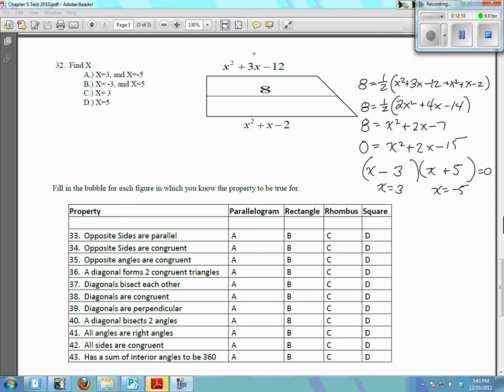Checking my answers. If I try 3, I'll get 9 plus 9 minus 12. I'll get 9 plus 3 minus 2. Both those give me legal values, so I know 3 for sure works. If I try negative 5, I'll have 25 here, minus 15 minus 12. Well, that's a total of 25 minus 27, which gives me negative 2 for a distance. I can't have negative 2 for distance, so that answer does not work. My only option would be C.